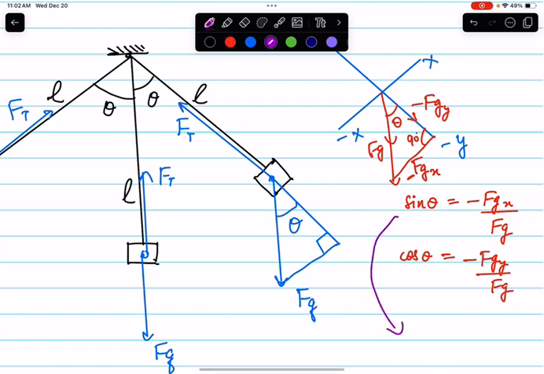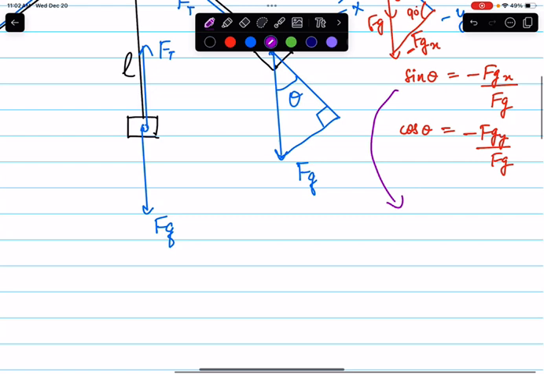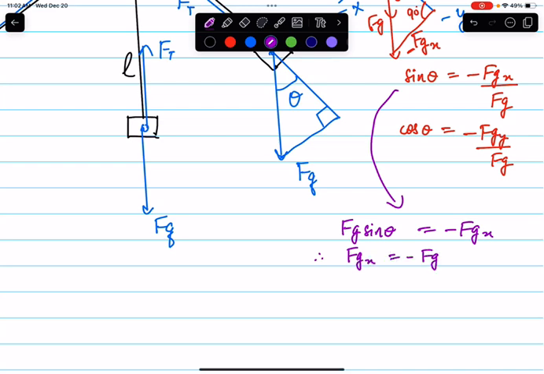So if you look at this, Fg sine of theta is negative Fgx. Therefore, the force of gravity in the x direction is negative Fg sine theta.